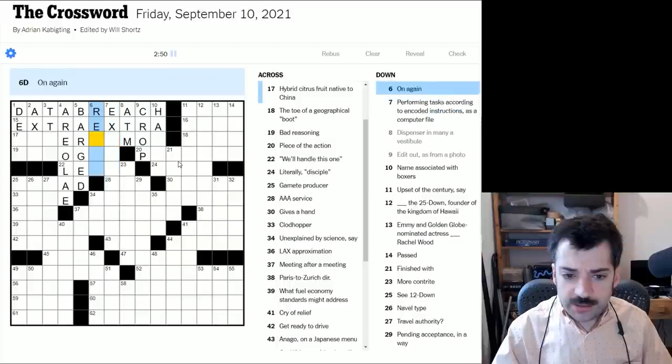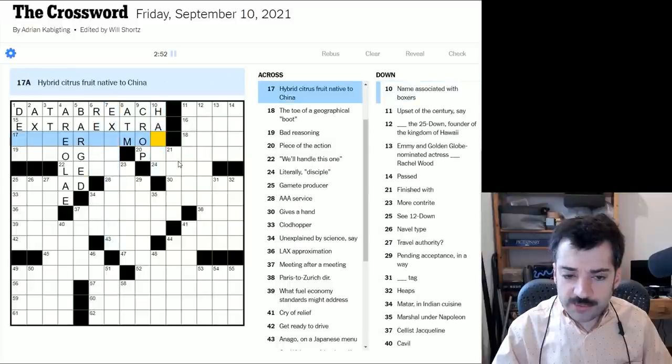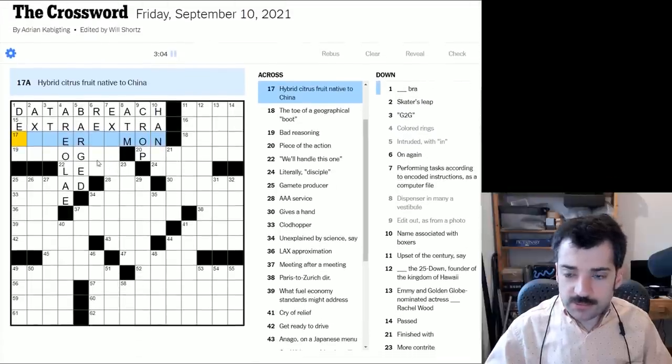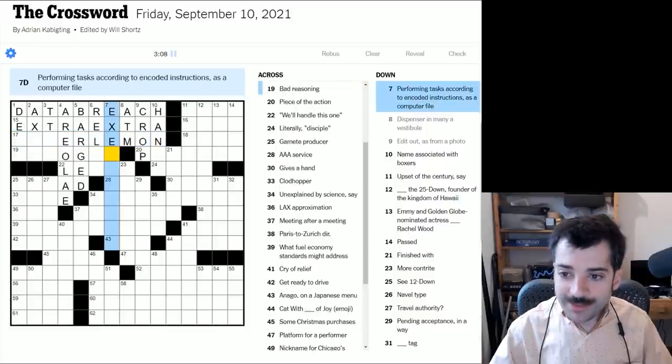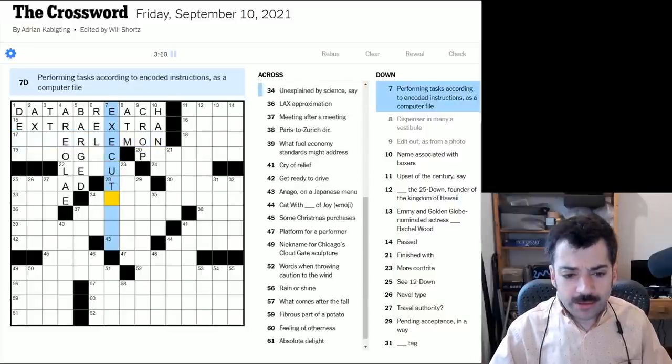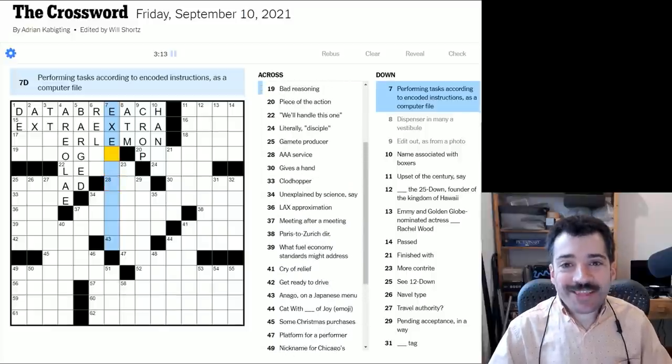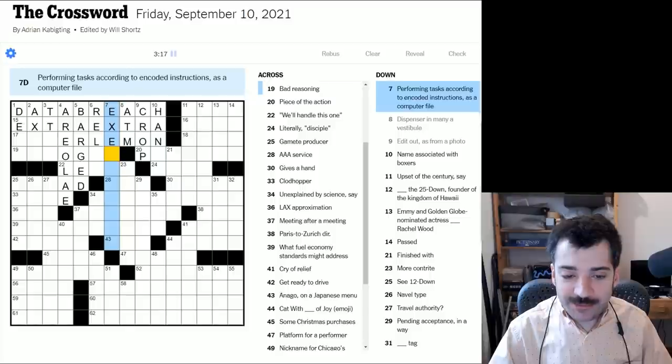Have we looked at all the downs yet? Yes, we have. Have we looked at the acrosses yet? No. Hybrid citrus fruit native to China. Lemon. Oops, sorry. Some sort of lemon. Oh, wait. No, it's not executing. I already tried that, didn't I? And it wasn't enough letters. But it really does look like executing. What is this? Performing tasks according to encoded instructions as a computer file.